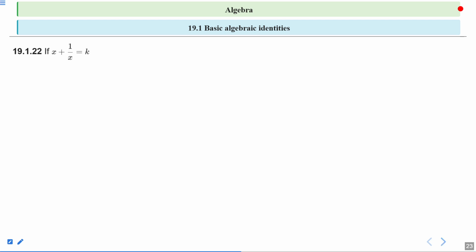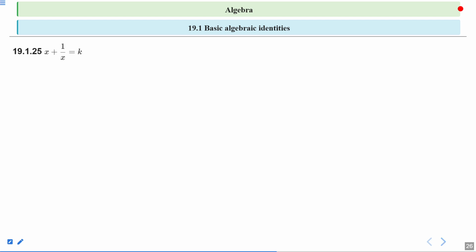Next, if x plus 1 upon x is given k, so we can say that x square plus 1 upon x square will be k square minus 2. Next, if x minus 1 upon x equals to k, so x square plus 1 upon x square becomes k square plus 2. Next, if x plus 1 upon x equals to plus minus root 2, so we can get x square plus 1 upon x square equals to 0.